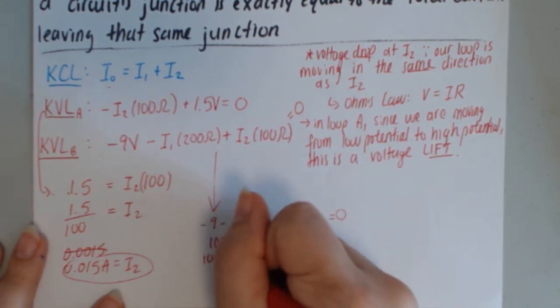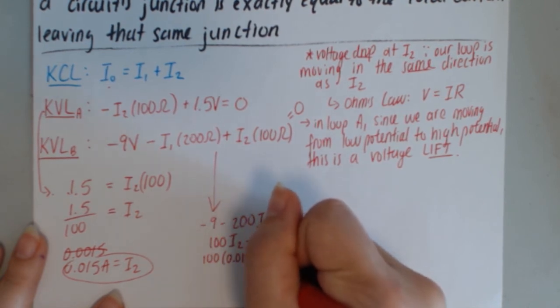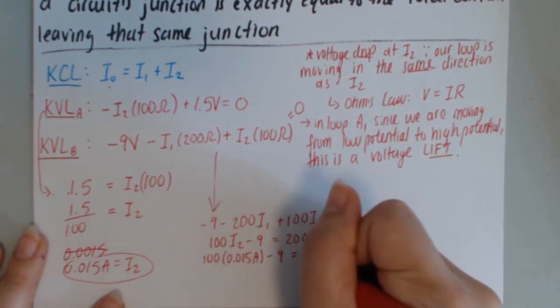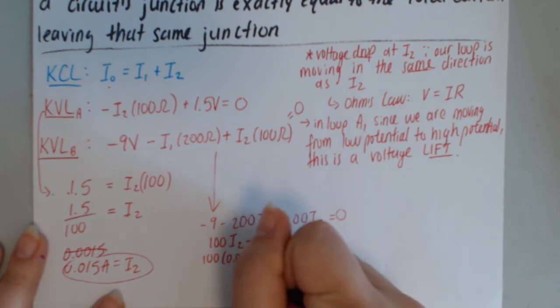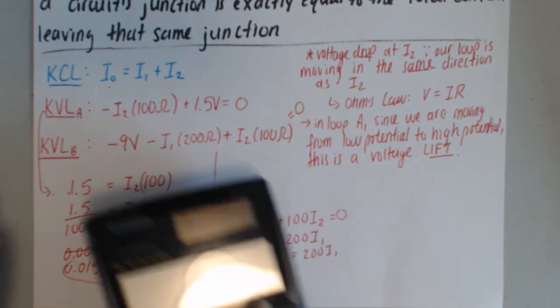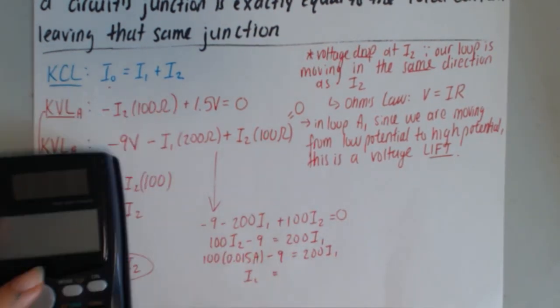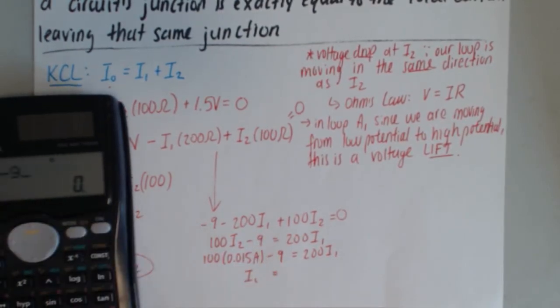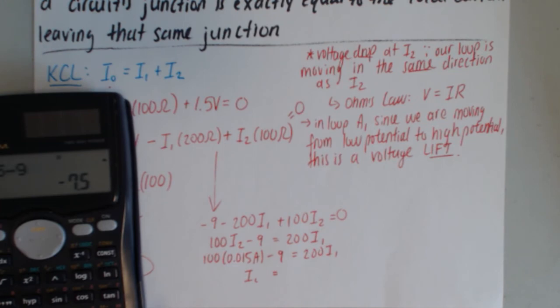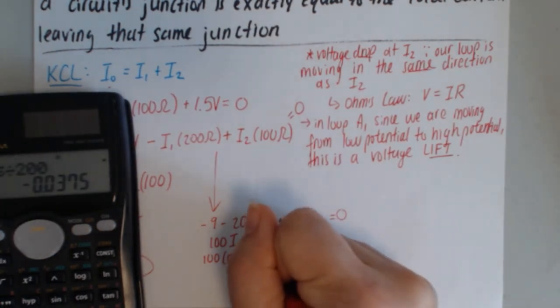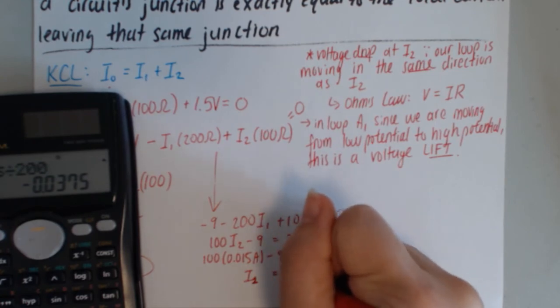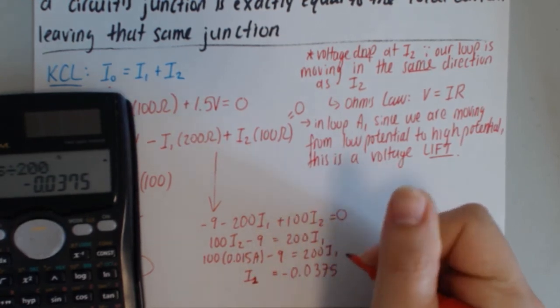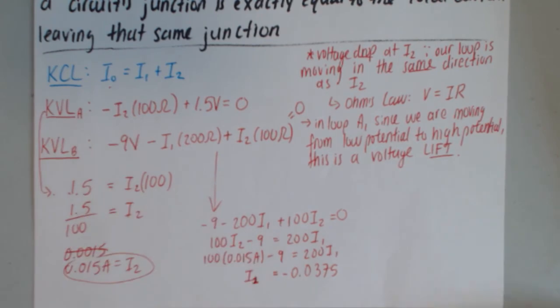So 100 times 0.015 amperes minus 9 is equal to 200 I1. So I1 is, okay, so 100 times that's just going to be 1.5. 1.5 minus 9, that's simple enough, negative 7.5, and dividing that by 200, so we have, oh, this is I1, is negative 0.0375. Now, it's important for me to point something out here.